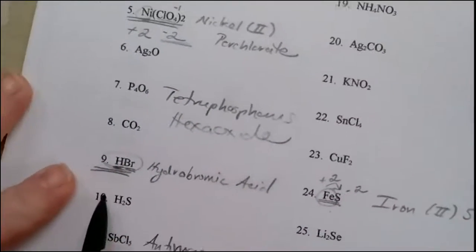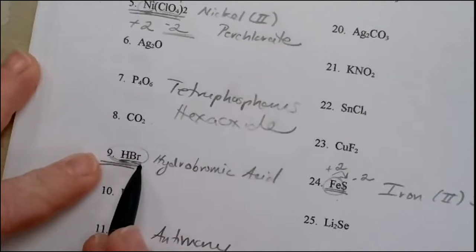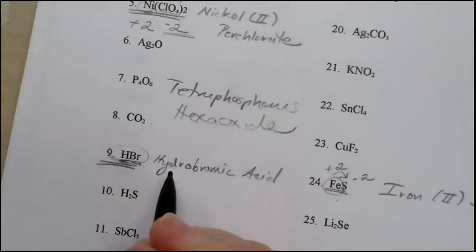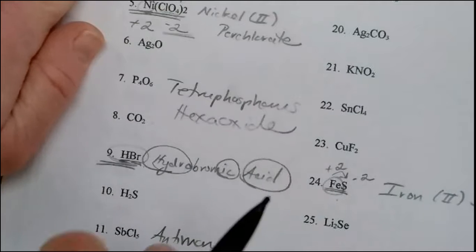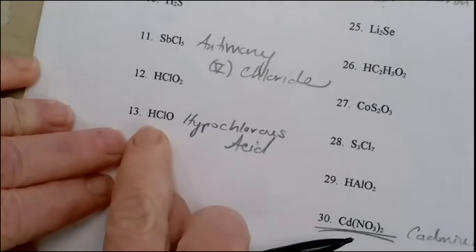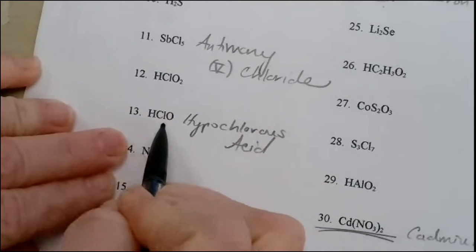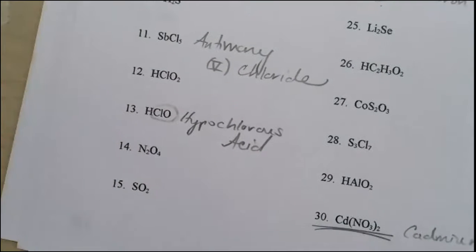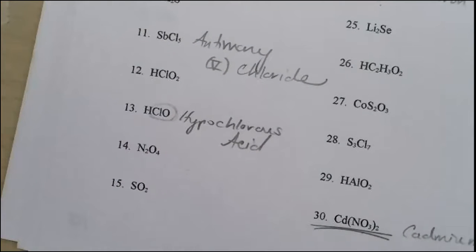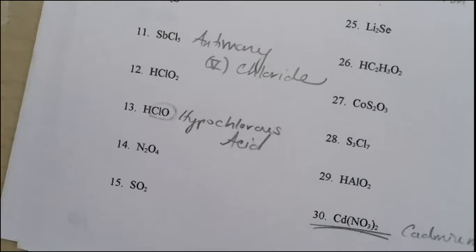Whenever it's hydrogen with only one other element, there are three parts to the name: hydro, an ending of -ic, and the word acid. But here, it's hydrogen with a polyatomic ion, so no prefix of hydro. We go right to the polyatomic ion.